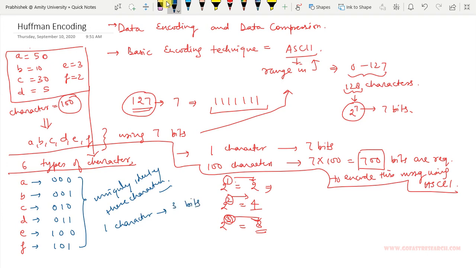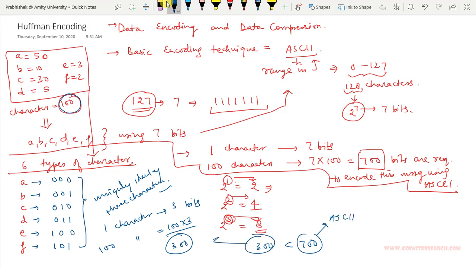And how many total characters are there in our message? 100 characters. So how many bits are required? 100 into 3, which is equal to 300. So 300 is less than 700. 700 was the answer in our ASCII method, and 300 is the answer using this method. So this method is comparatively better than the previous method.